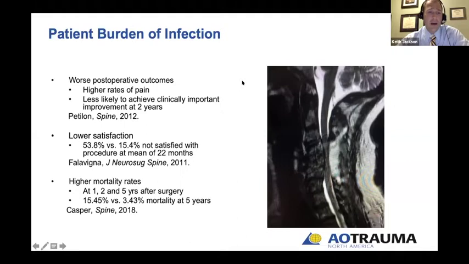These patients have higher rates of post-operative pain 2 years after surgery. They're less likely to achieve clinically important improvement in objective outcome measures. They are about 4 times as likely to report dissatisfaction with surgery at the 2-year point. And perhaps more importantly, they have significantly higher mortality rates at 1, 2, and 5 years after surgery. In the Casper article that's quoted, at 5 years, patients who have had an infection in the presence of instrumentation have about a 5 times higher mortality rate. So this is a pretty significant hit for the patient.